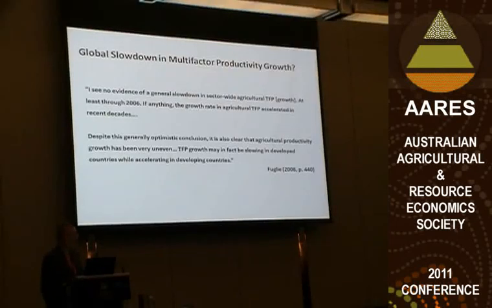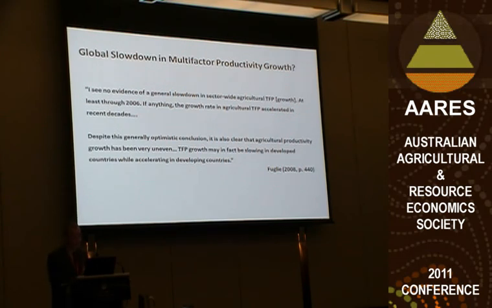What we'd really like to do, so I've stepped you through yield measures, I've stepped you through some partial productivity measures. What we'd really like to get a handle on is multi-factor productivity measures. And some of you are probably aware of the work that Keith Fuglie has done recently to try and come up with some global measures of multi-factor productivity growth and try and address this issue about whether on that metric there's been a slowdown in multi-factor productivity growth.